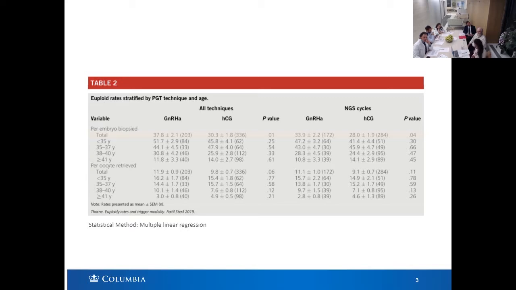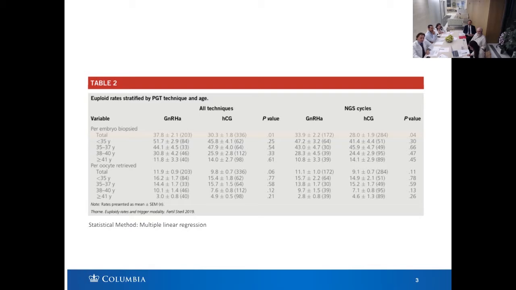There was also a multiple regression model performed to account for multiple cycles by the same patient. And ultimately in that regression model, the trigger type was not found to be influential on aneuploidy. Also, there were no differences in live birth rate and clinical pregnancy rate after FET with either trigger type.